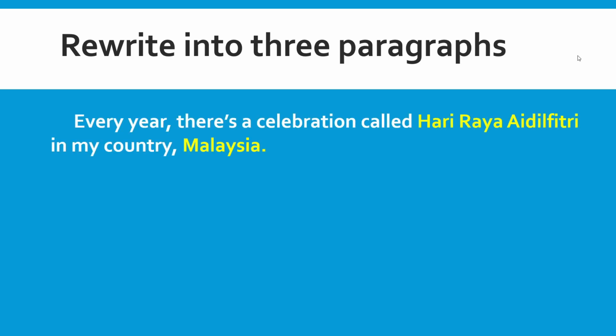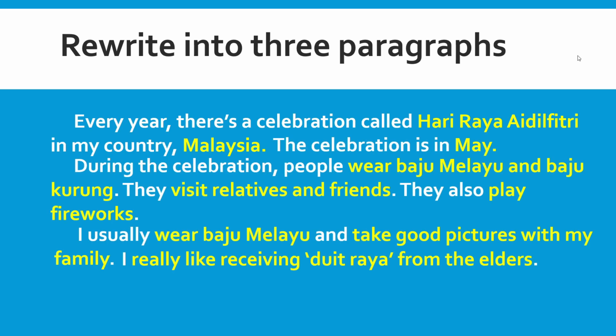So this is the sample paragraph when it's been rewritten into 3 paragraphs. Every year, there's a celebration called Hari Raya Aidilfitri in my country, Malaysia. The celebration is in May. During the celebration, people wear baju Melayu and baju kurung. They visit relatives and friends. They also play fireworks. I usually wear baju Melayu and take good pictures with my family. I really like receiving duit raya from the elders.